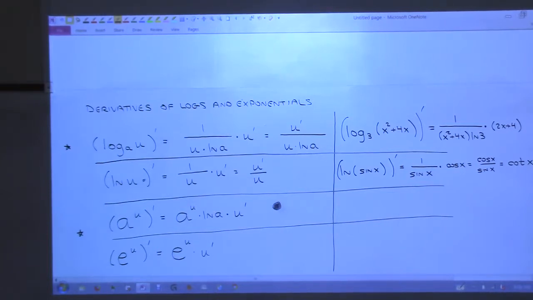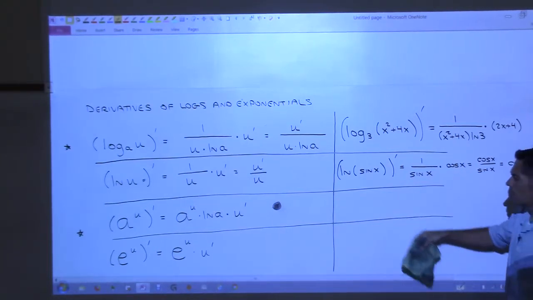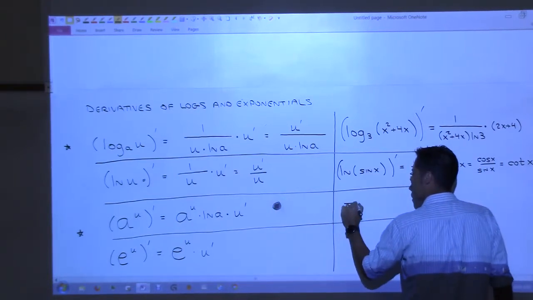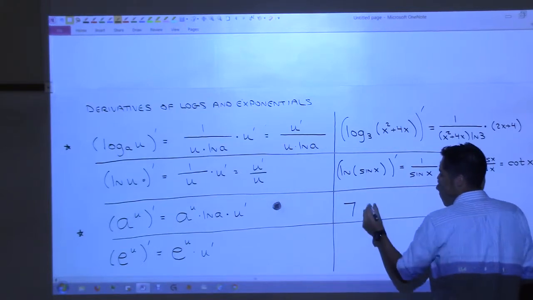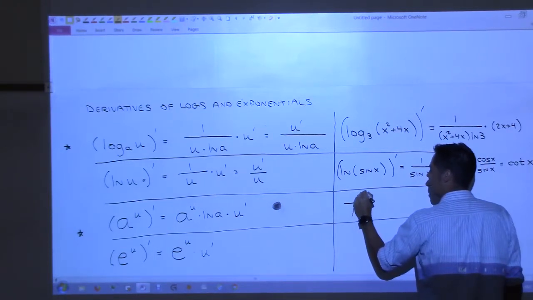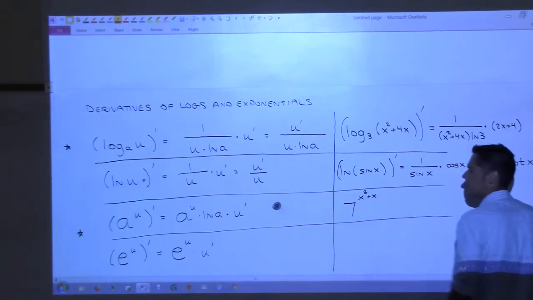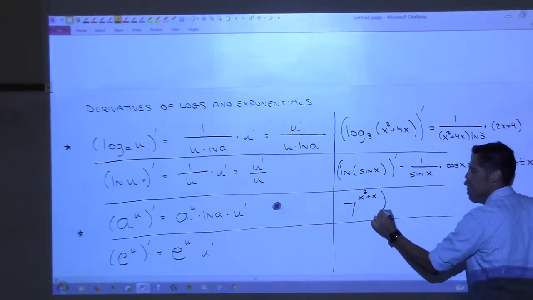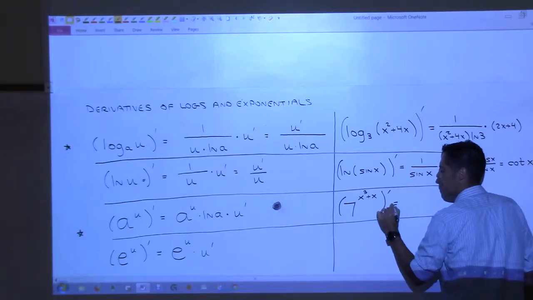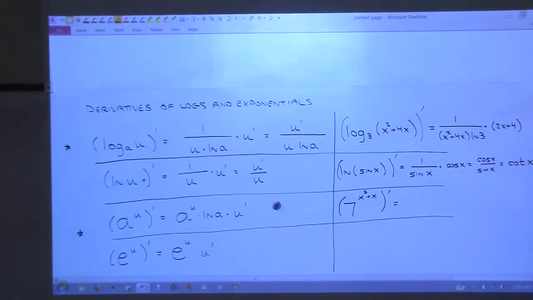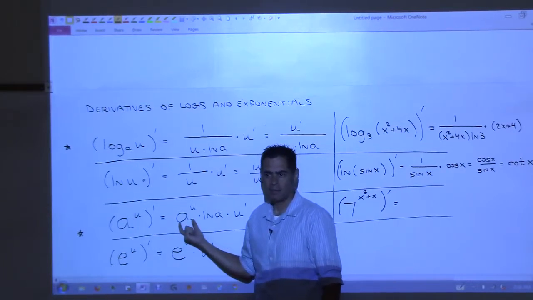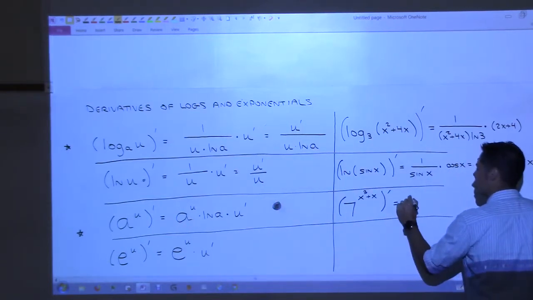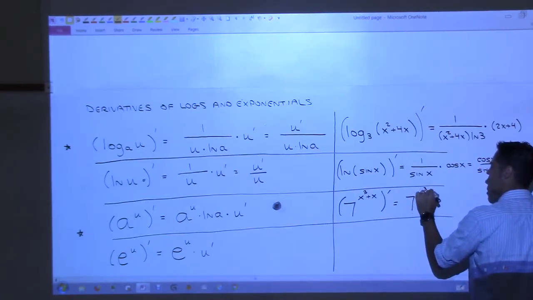Okay? Let's take a look at this one. What if we have 7 raised to the, let's keep it simple here again, x cubed plus x. And I want to take the derivative of this. According to the formula, all you're going to do is write the entire function down again, right? Don't change anything. It's the exact same thing. So 7 raised to the x cubed plus x.